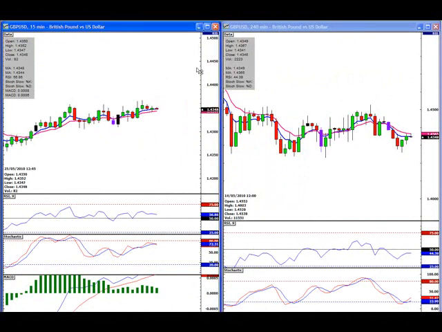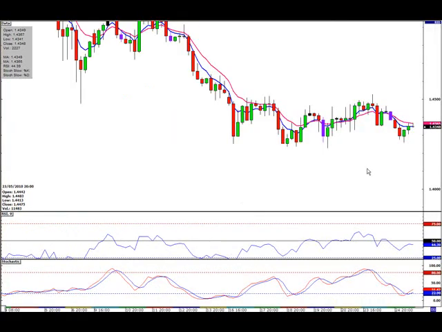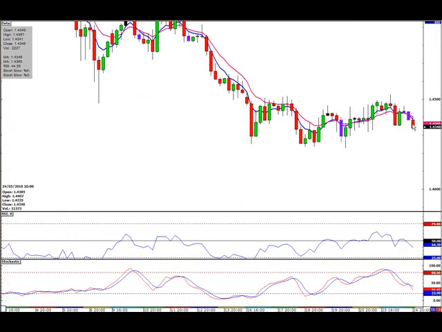I have opened my 15-minute and my 4-hour chart on the cable. I'm going to open my 4-hour chart first and move it back to before midnight, because what we want to do first is determine our trend. So this is what my chart looks like before I'm about to start trading.